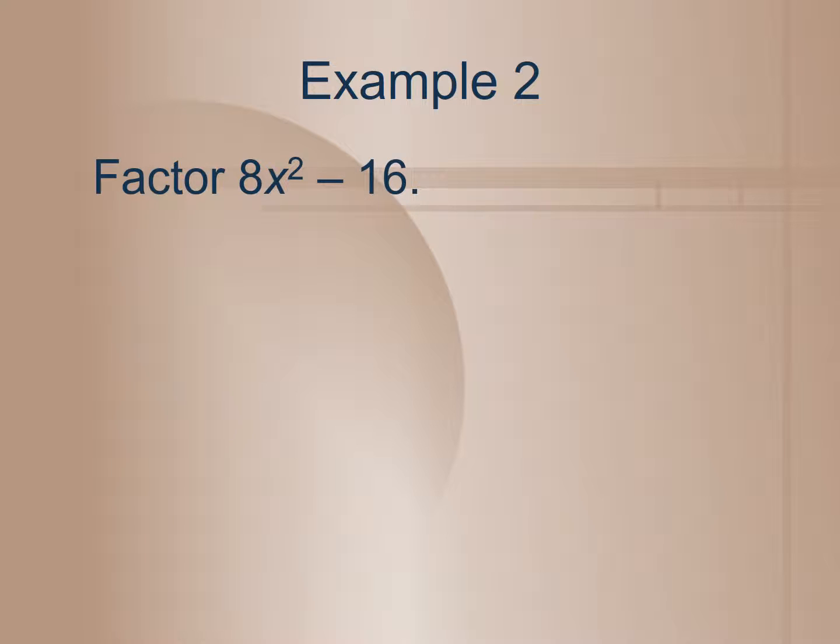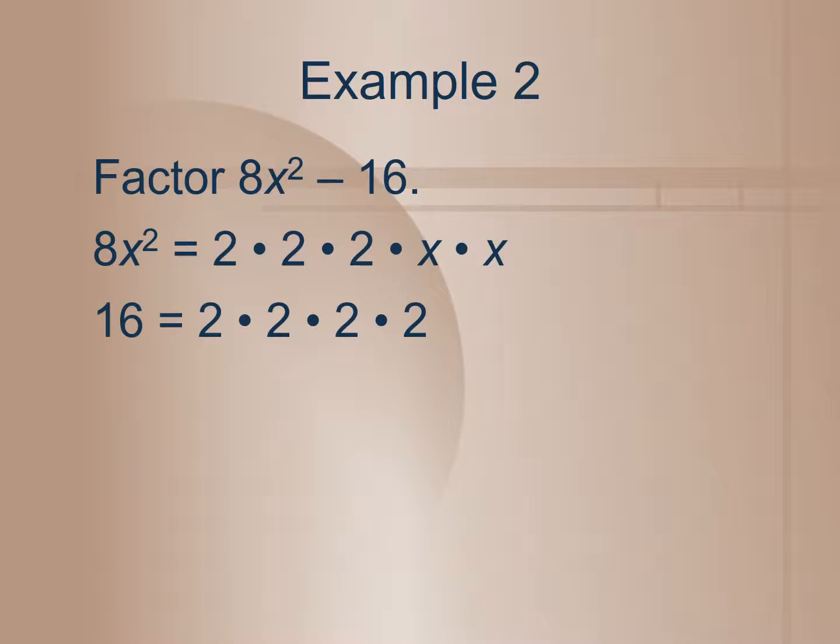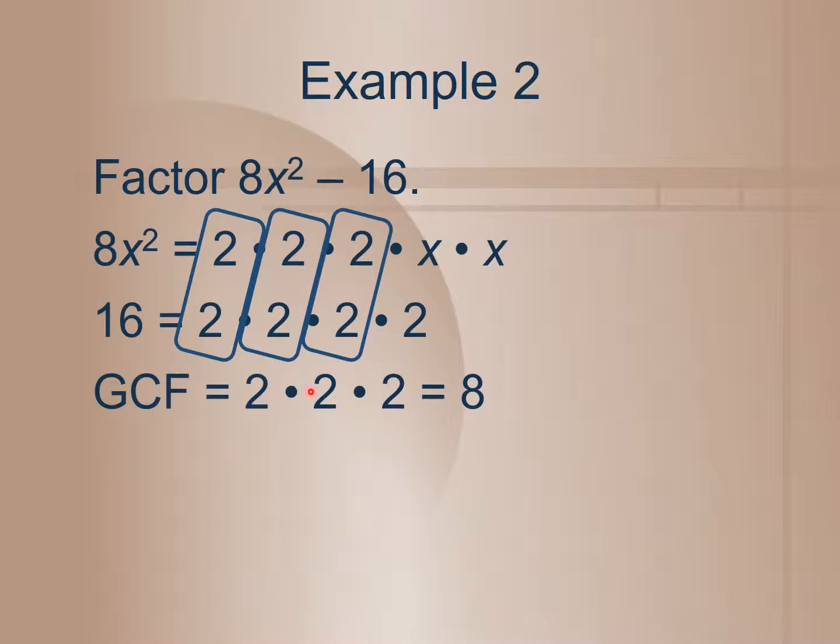So let's look at 8x squared minus 16. If we were to look at 8x squared as factors, it would be 2 times 2 times 2 times x times x. And then 16 would be 2 times 2 times 2 times 2. We're looking for things that they share. It looks like they share a 2, a 2, and a 2, which is 8. Here's a 2 for this sharing, here's another 2 for this one, and then here's a 2 for this one. So 2 times 2 times 2 becomes 8. So the greatest common factor of 8x squared and 16 is 8.